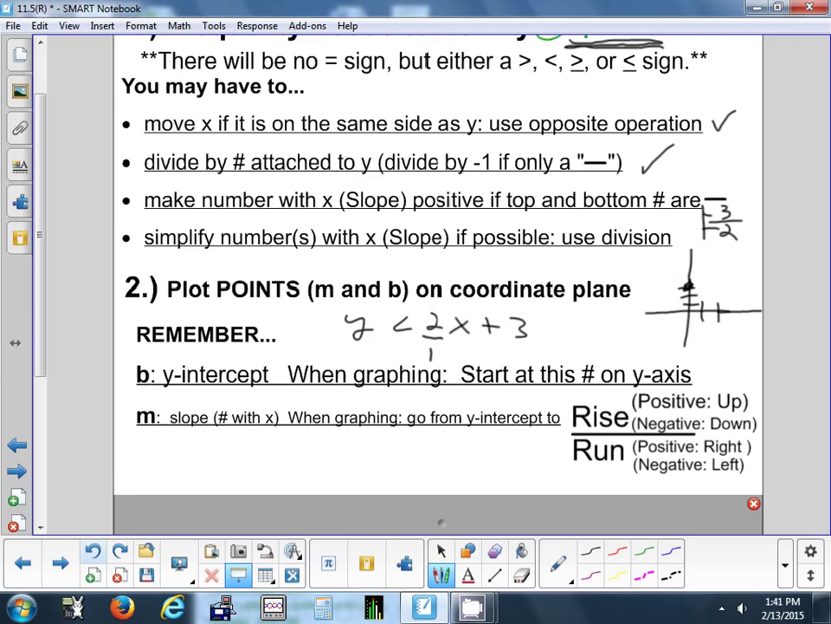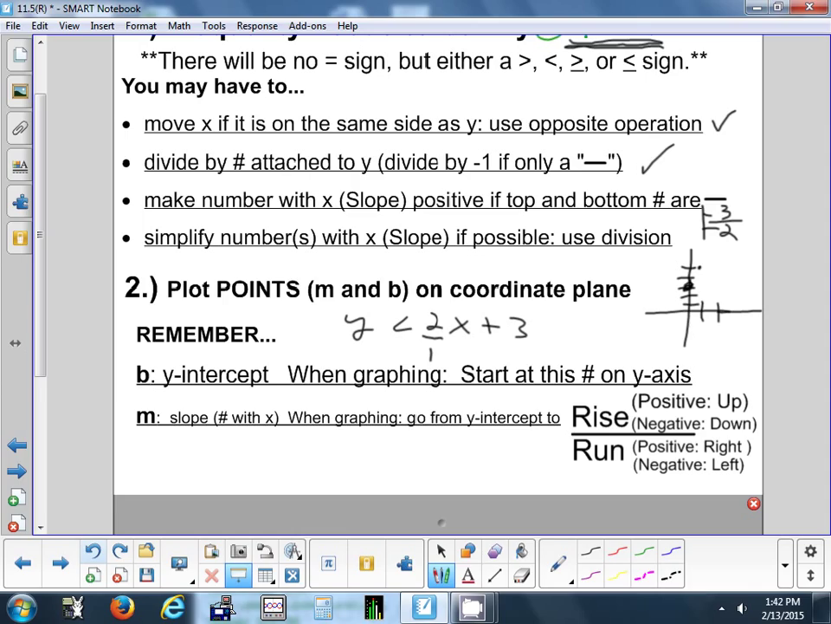Up 2. 1, 2. Now look at the run. Isaiah, what's the run here? 1. Good. Positive or negative? Positive. And if the run is positive, which way do we go? To the right. If the run is positive, we're going to go to the right. Run, positive, right. Any question on that? So up 2. How many do we go to the right, though? 1. Up 2, right 1.